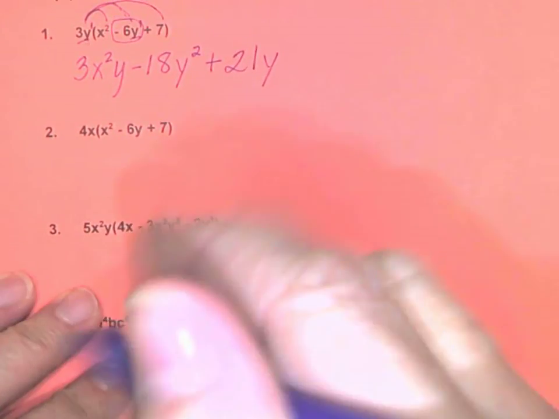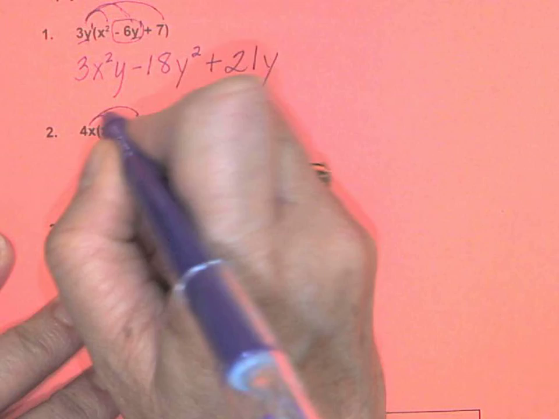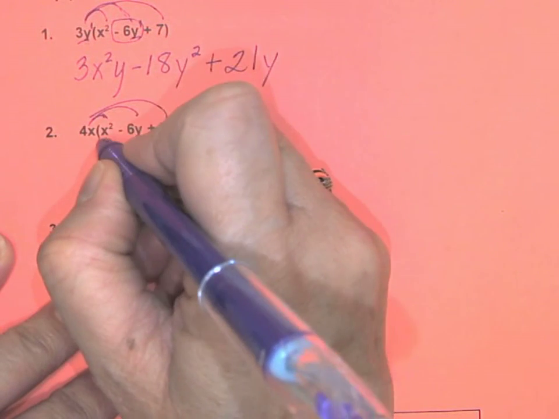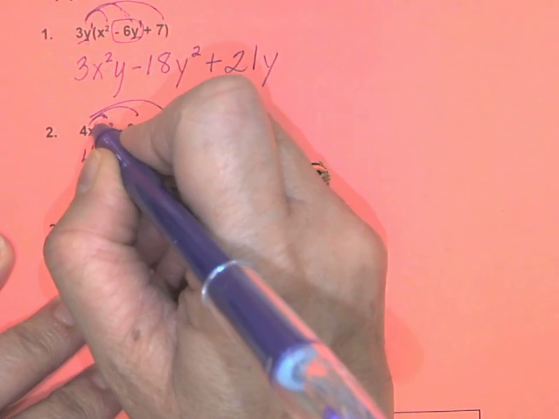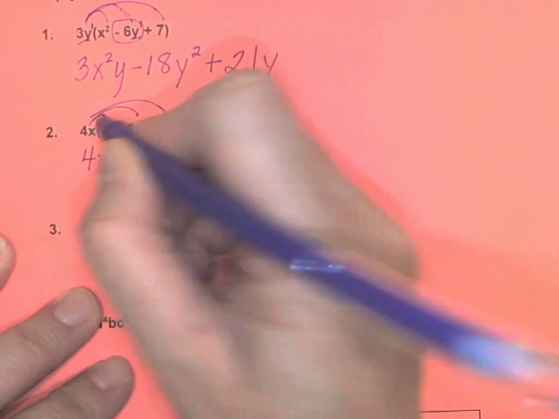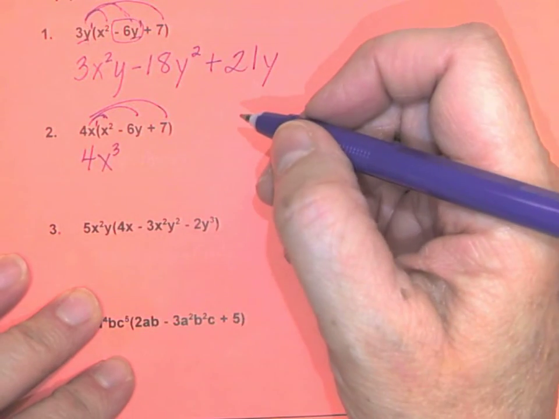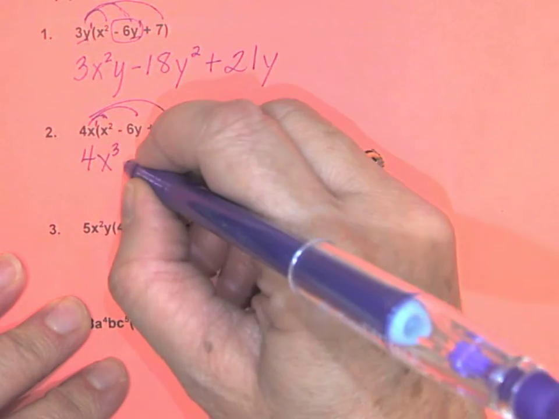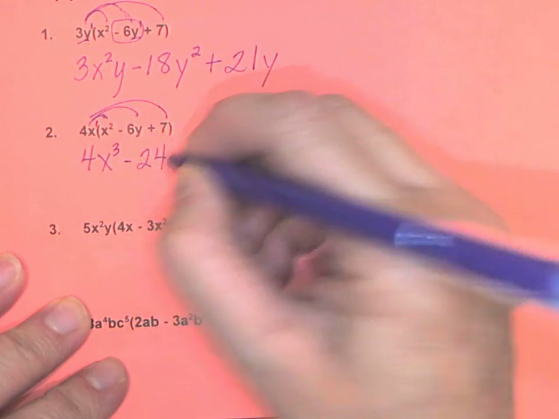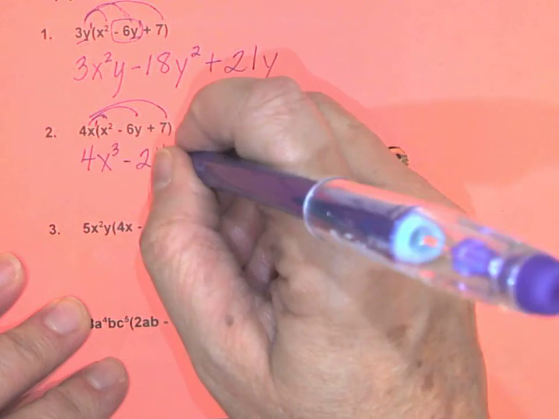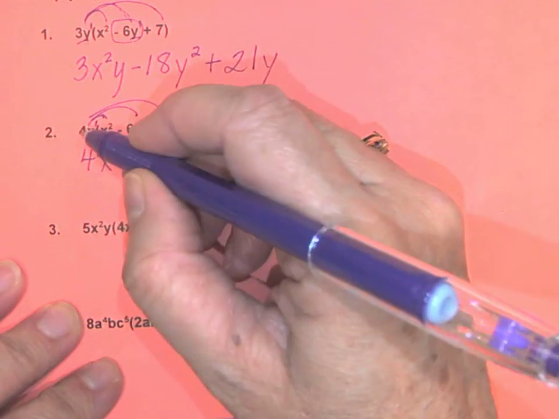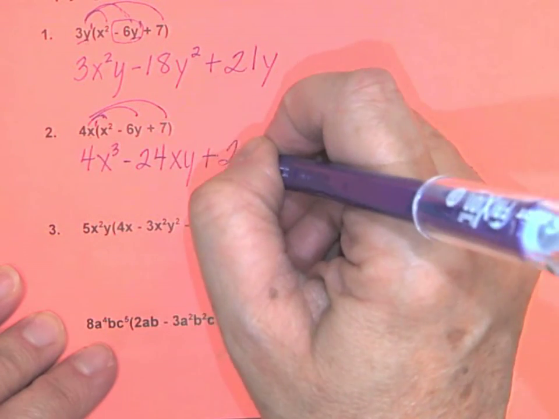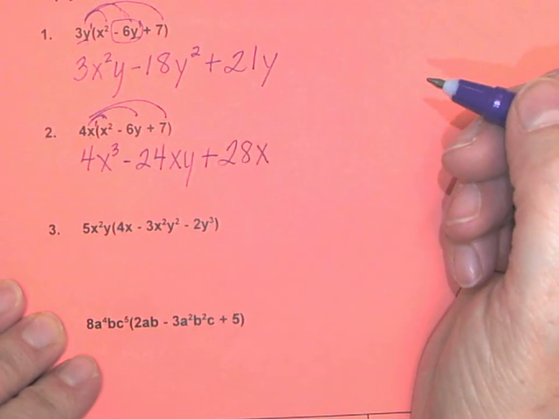So on number 2, multiply the 4x by everything in parentheses. 4x times x squared is 4x. We add the exponents and get x to the third, but don't forget that imaginary 1. 4 times -6 is -24. And then I just put the xy. Here, 4x times 7 is 28x.